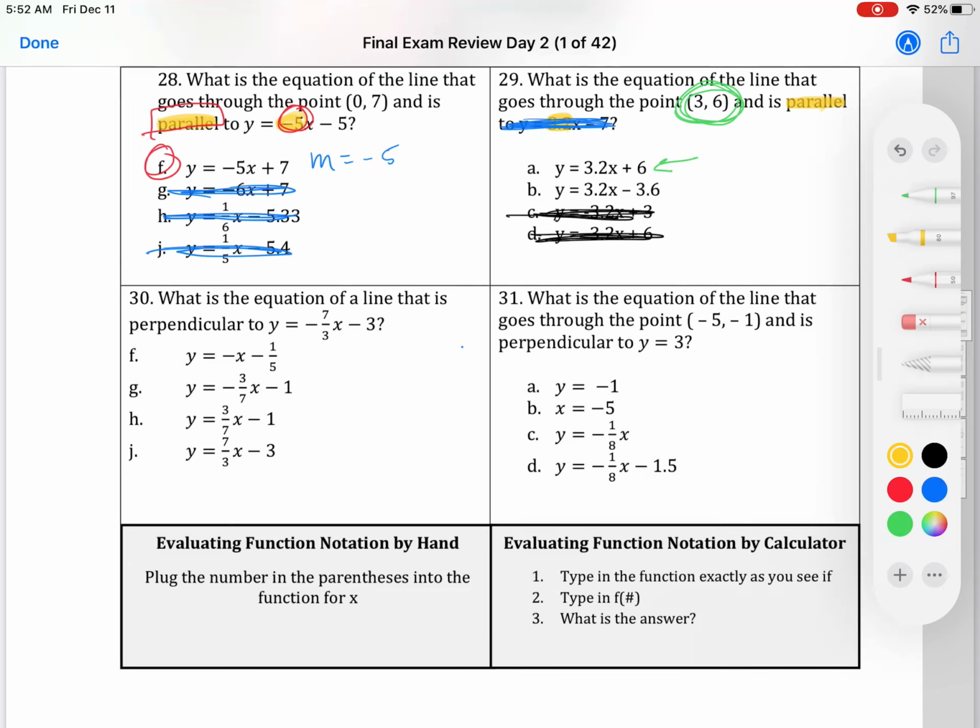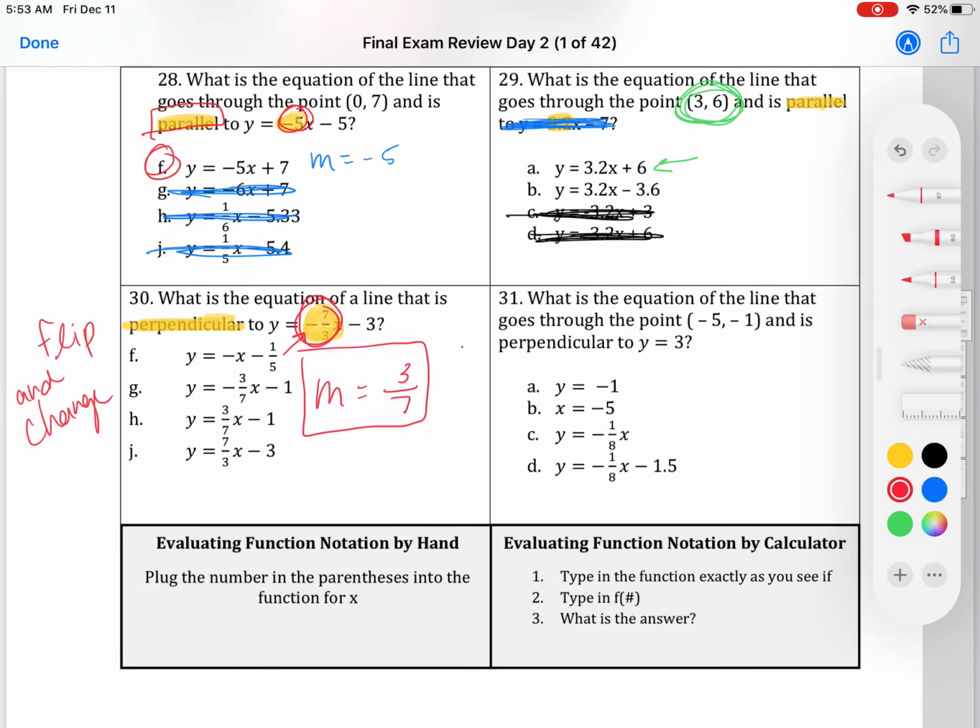Okay, next one. The word perpendicular. This is old. It's been a little while since we've done this. Perpendicular means you take the slope and flip and change. So I take the slope, I need to flip it. Instead of a negative, I need to change the sign and make it a positive, which is the only answer choice that has an m of 3/7. Not this one, not this one, not this one. Positive 3/7 has to be letter H.